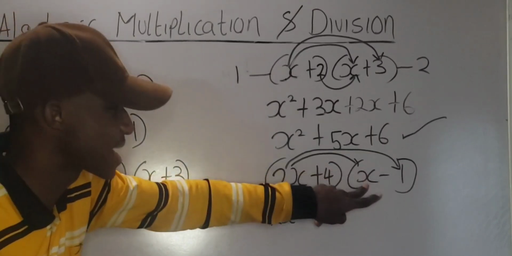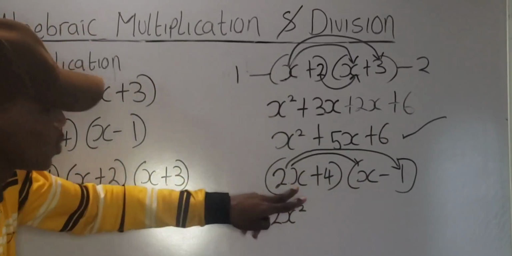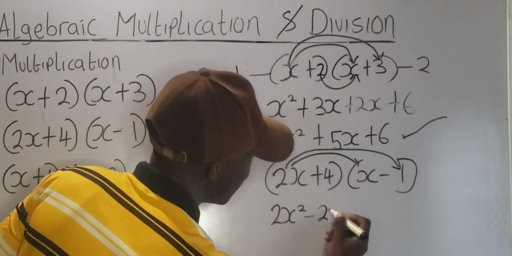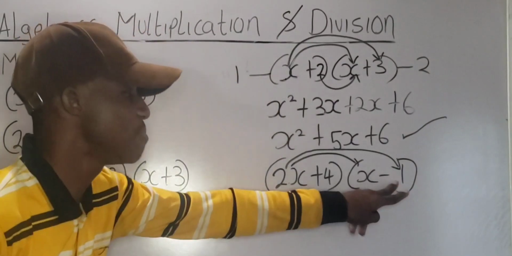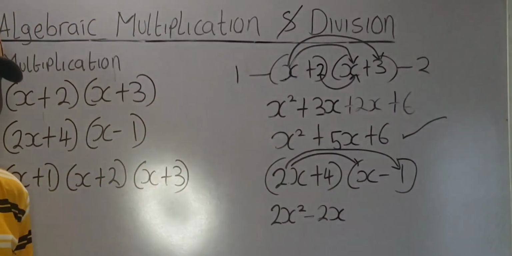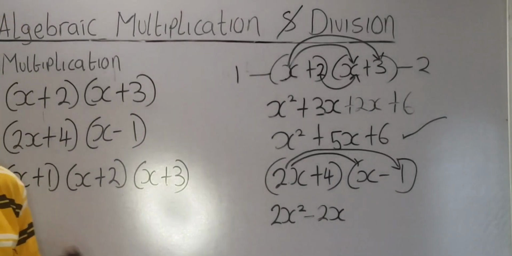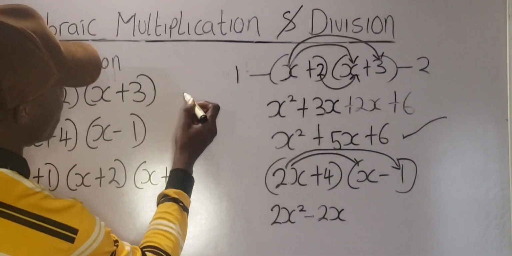2x multiplied by x, that is what? 2x squared. 2x multiplied by 1, that is what? Minus 2x, because the sign before this one is what? A negative sign. Do you understand? And if you take the product of a positive number and a negative number, you're going to get a negative number. Now, I want to put this down.